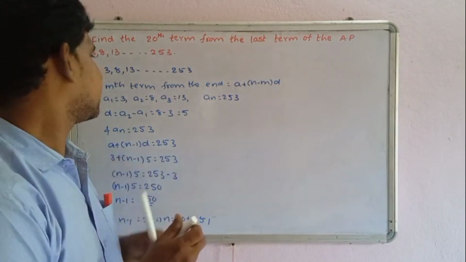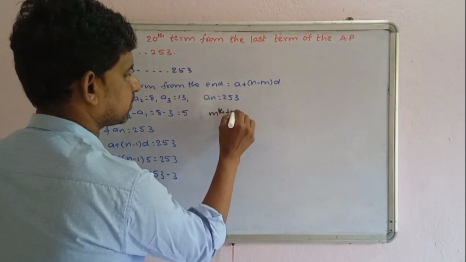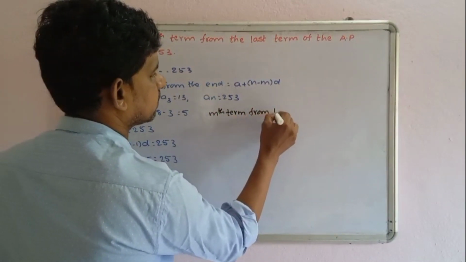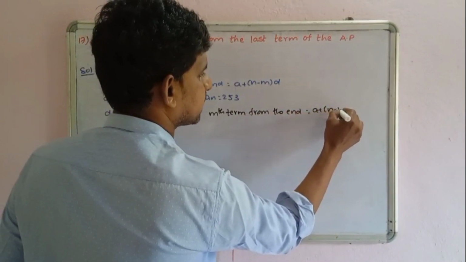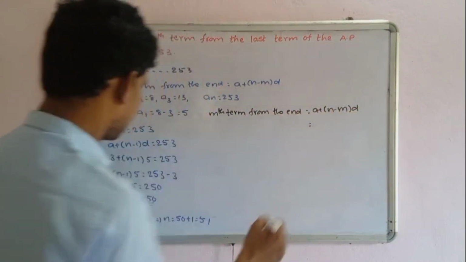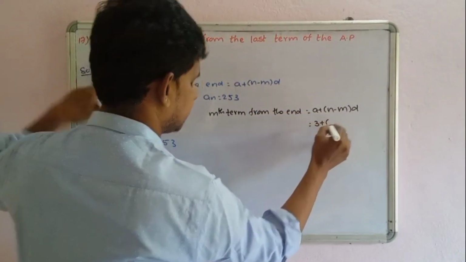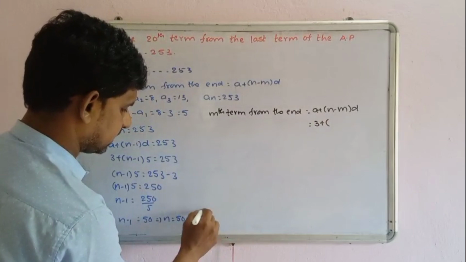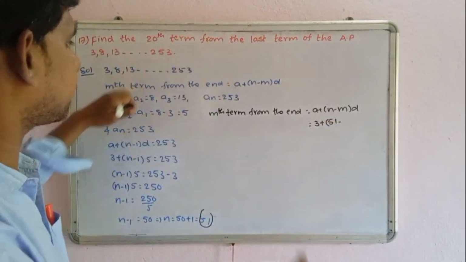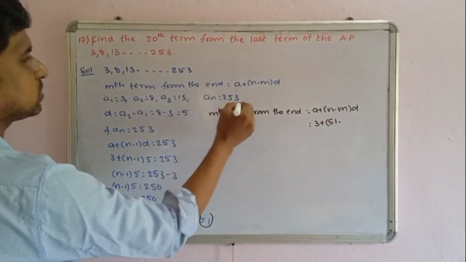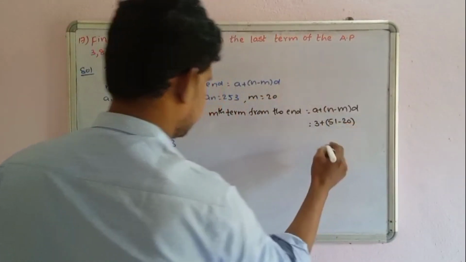Now we will find the nth term from the end. Equals to, what is the formula? a plus n minus m into d. Here a value how much? a value is 3 plus, what is the value of n? 51. n is 51. Which one will we find? 20th term from the end, that is the m. So m equals to 20. So 20, d value 5.